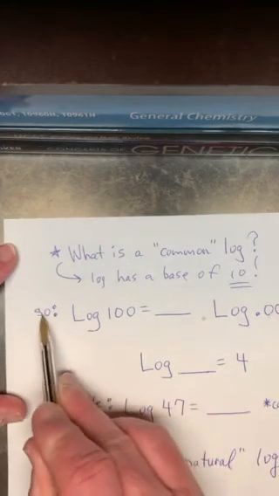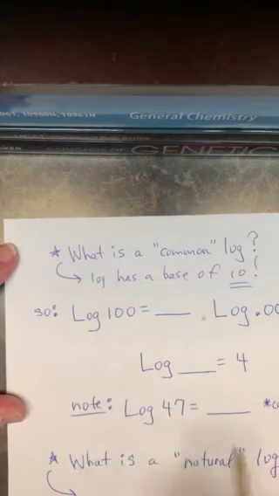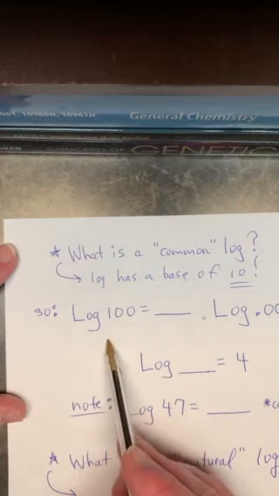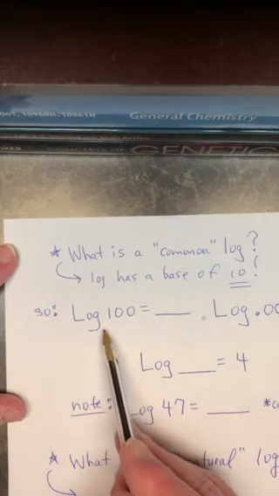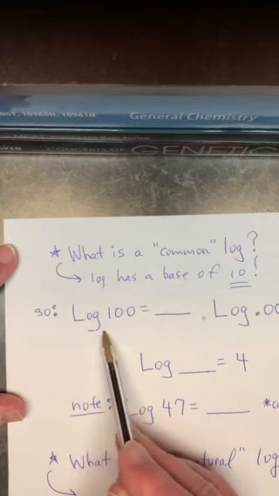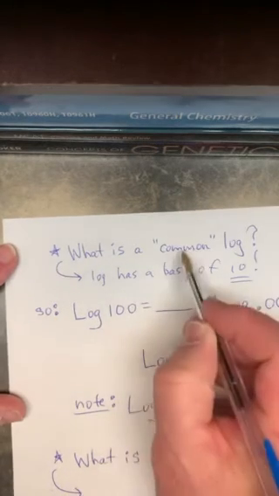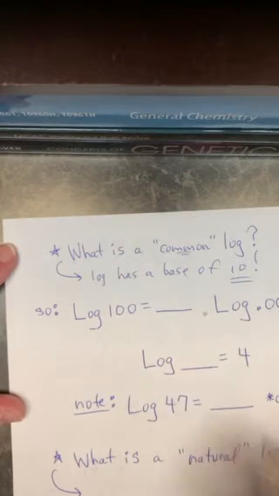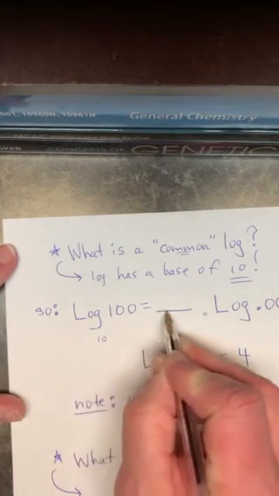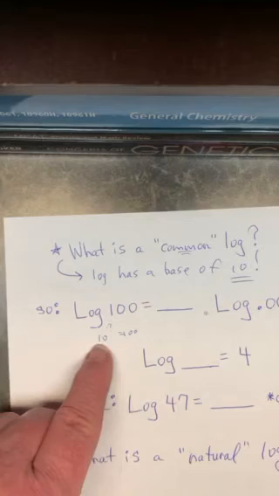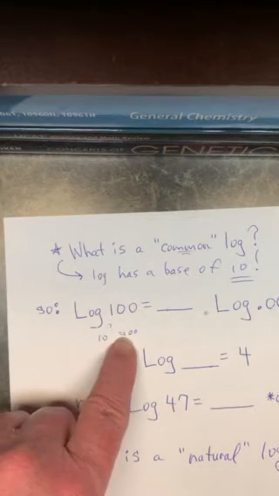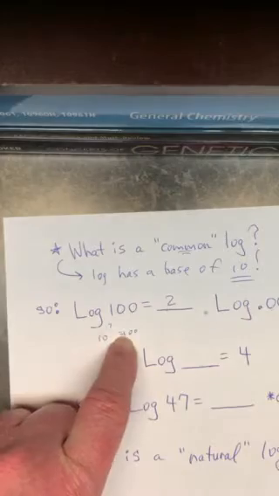Now notice, in my first example, it just says log of 100 equals blank. If you do not see a base, it is understood to be a 10. So since my base is understood to be a 10, this is called a common log. And I'm really thinking, 10 raised to what exponent would give me 100 for my final number? It's pretty obvious, if you took 10 and squared it, you would get 100, correct? So 2 goes in the blank.